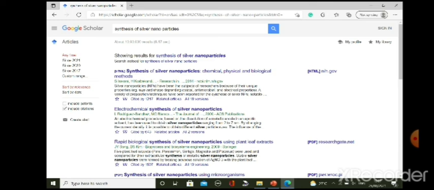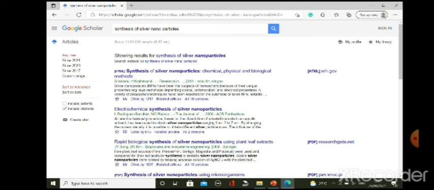On the left hand side under articles, you can see there are sub parts, anytime, since 2021. So you can refine your search. If you are interested only in recent publications, you can click on recent, that is since 2021. If you are interested in old publications, you can customize the range or the duration of that publication. You can see here it is written custom range at the left hand corner.